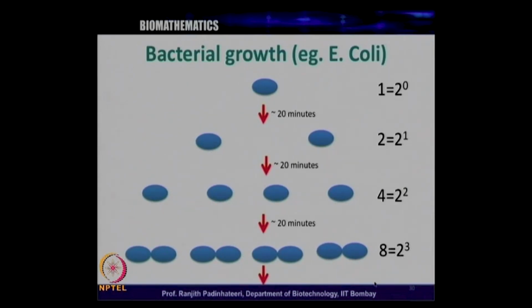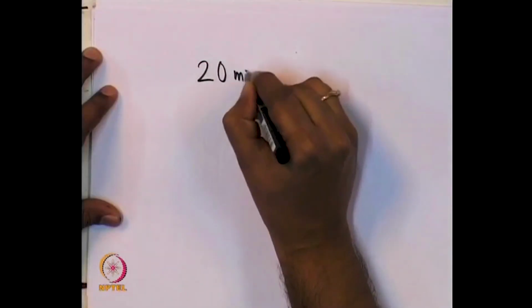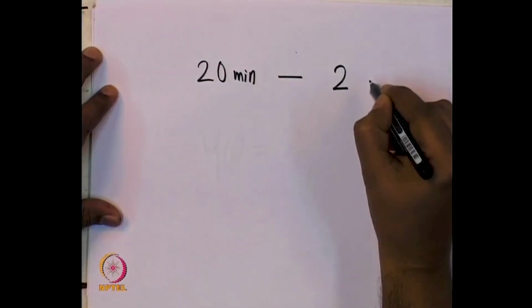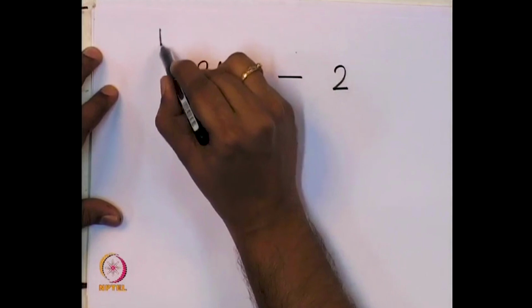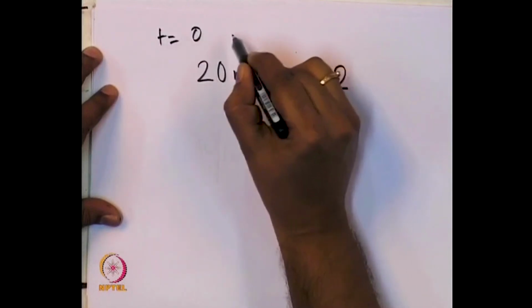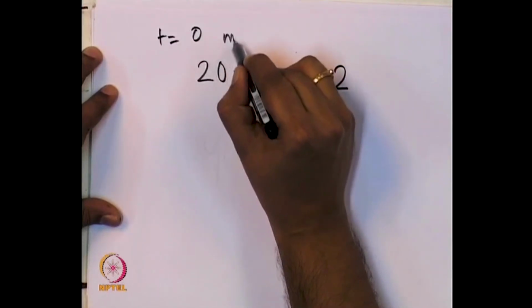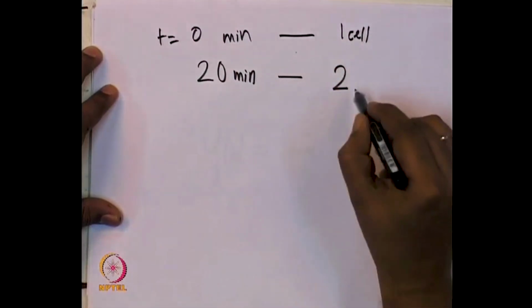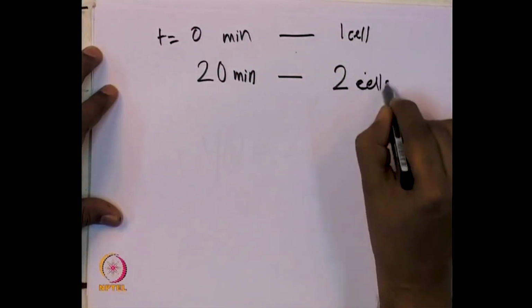Let us write it down here. Let us write slowly and understand. So, at time equal to 0 minutes, you have just 1 cell. In 20 minutes you have 2 cells.